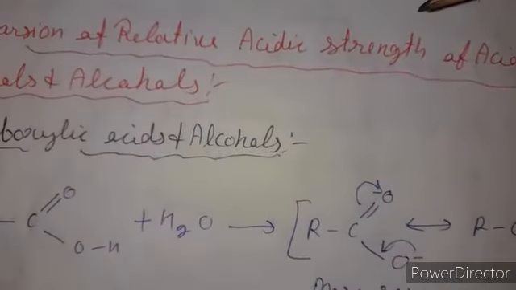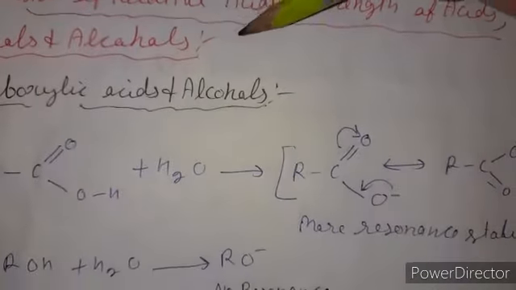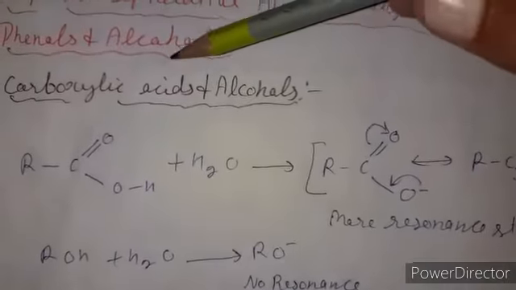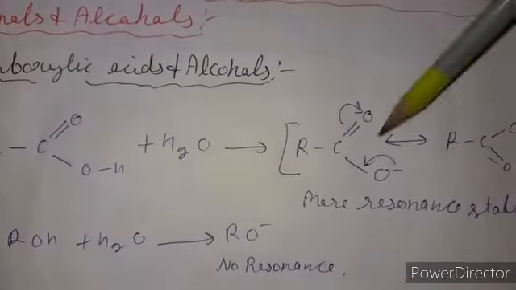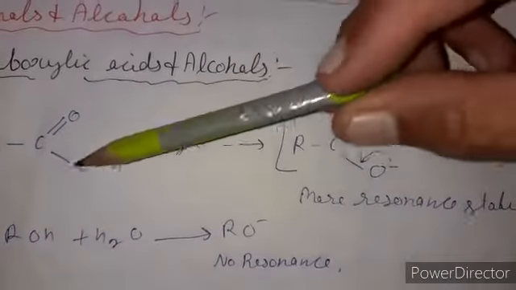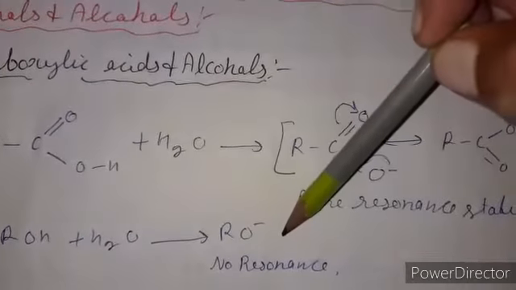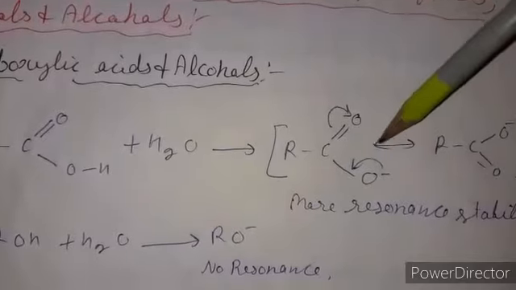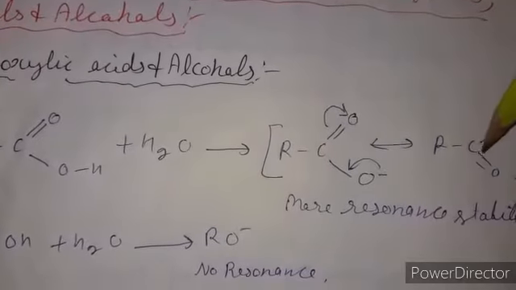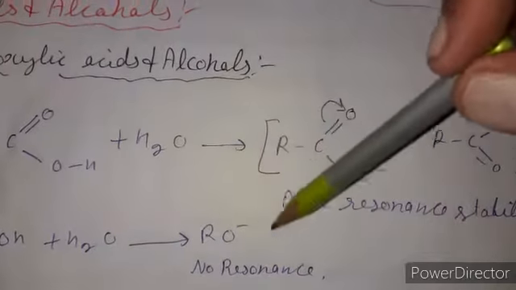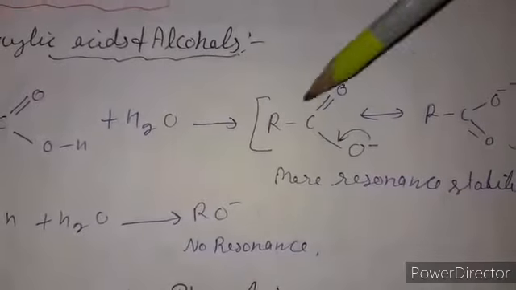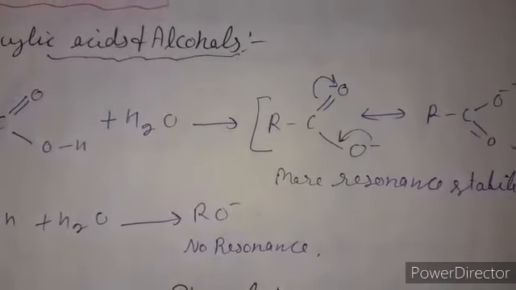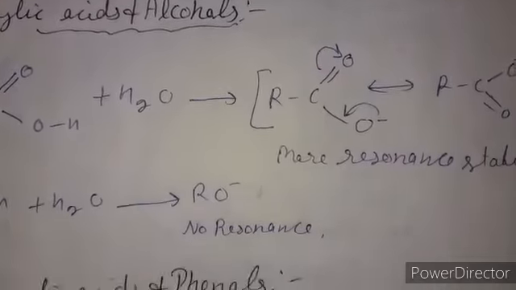Next, we compare the acidic strength of acids, phenols and alcohols. First, we compare carboxylic acid and alcohols. The carboxylic acid reacts with water to form a carboxylate ion, and alcohol reacts with water to form an alkoxide ion. We know that the carboxylate ion is more resonance stabilized, but there is no resonance in the case of the alkoxide ion. That's why the carboxylic acid is more acidic as compared to alcohol.